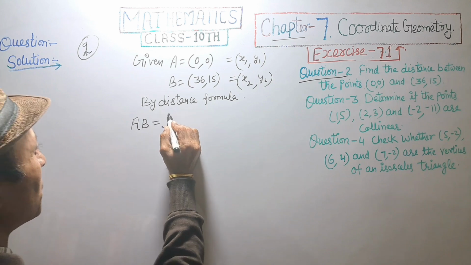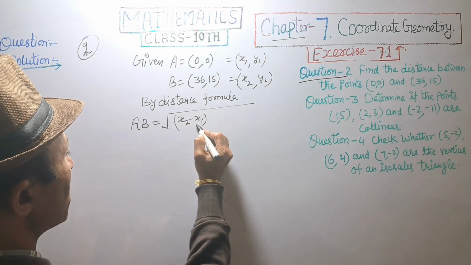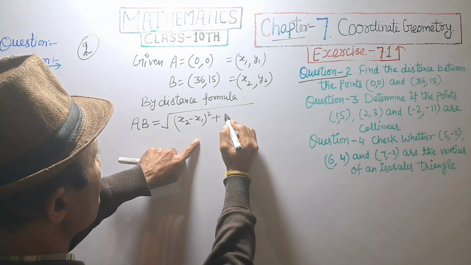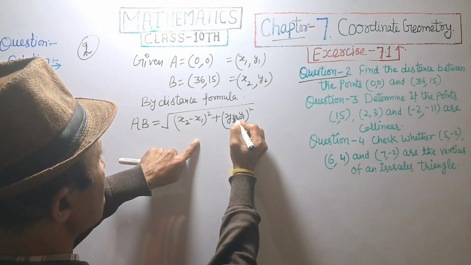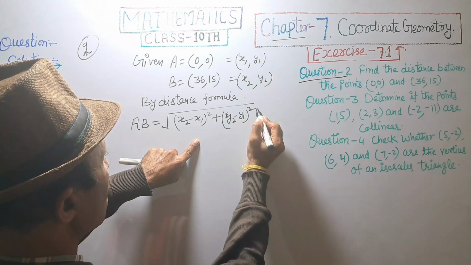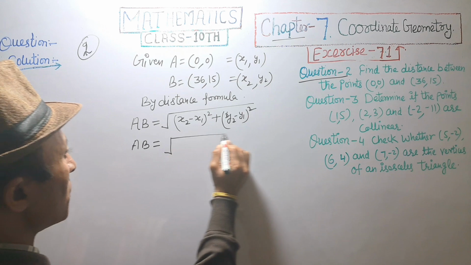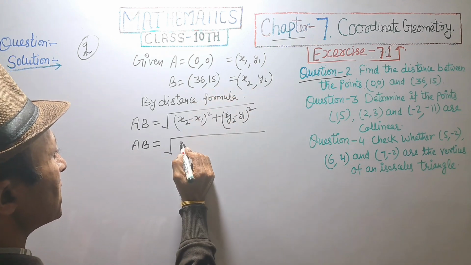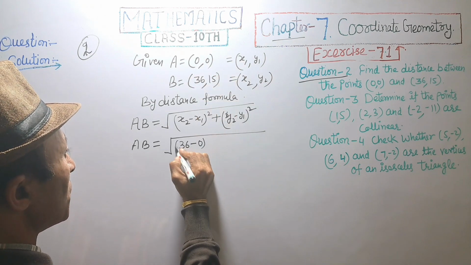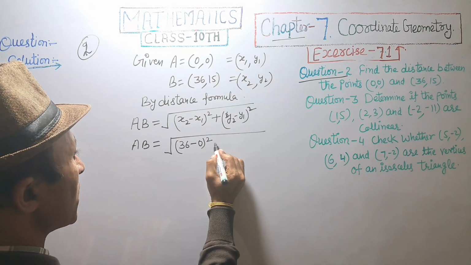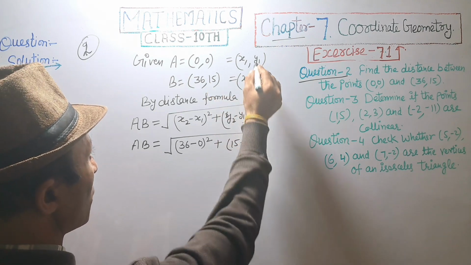AB is equal to the square root of (x2 minus x1) square plus (y2 minus y1) square. AB is equal to the square root of: x2 is here 36 and x1 is 0, so (36 minus 0) square plus y2 is 15, y1 is 0.